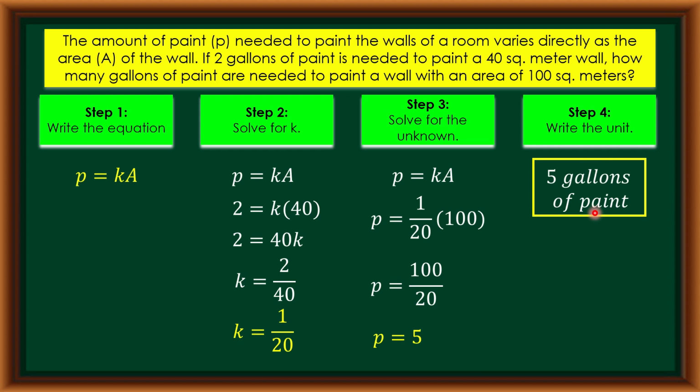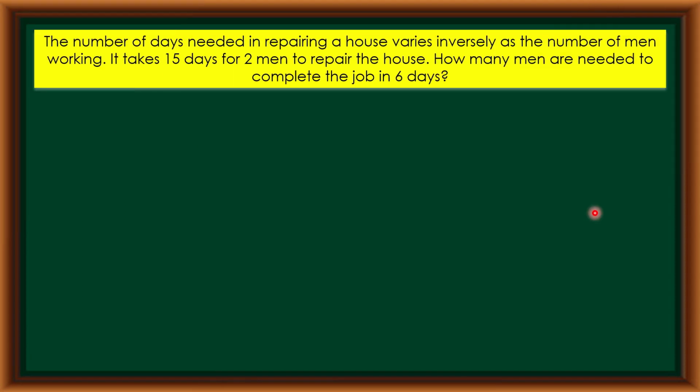Let us have problem number 2. The number of days needed in repairing a house varies inversely as the number of men working. It takes 15 days for 2 men to repair the house. How many men are needed to complete the job in 6 days?